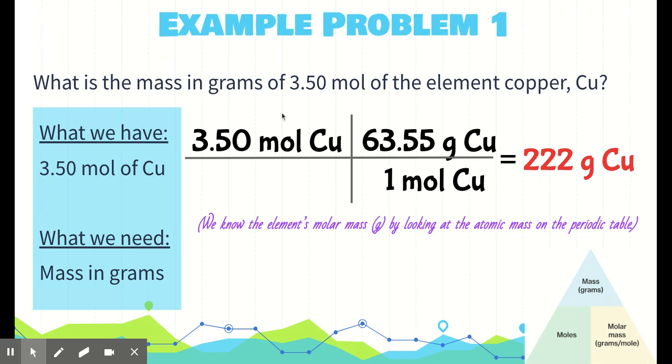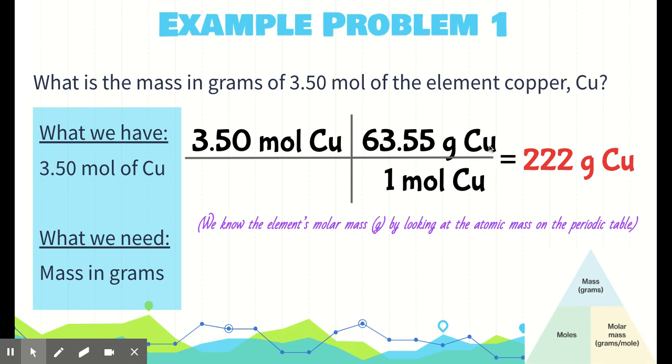We would have to convert it like this. So if you have 3.5 moles of copper, that's what we start with. So we're going to put that in the top left corner of our dimensional analysis boxes. We need to find the mass in grams. So 1 mole would come down here, 1 mole of copper.